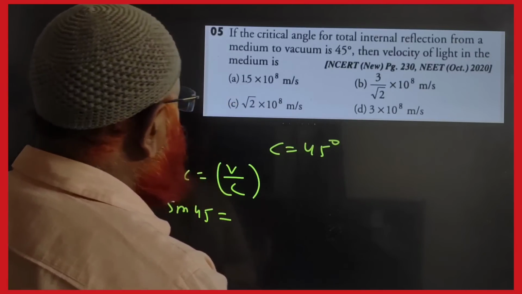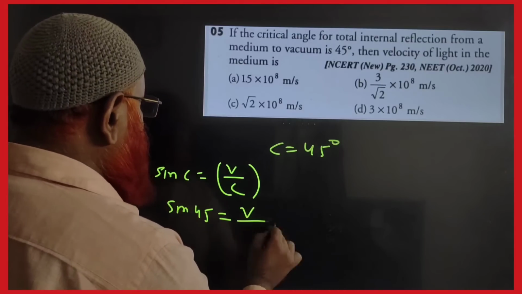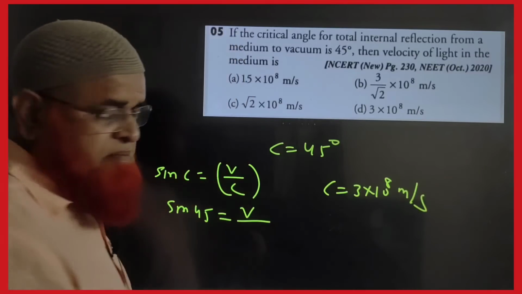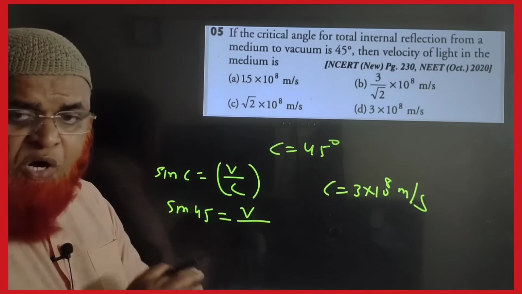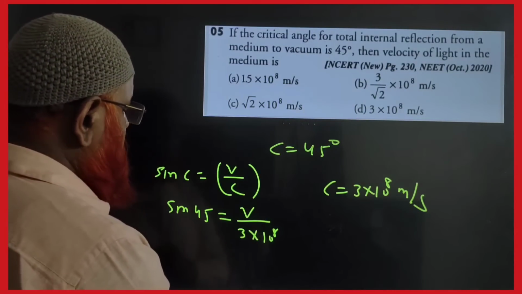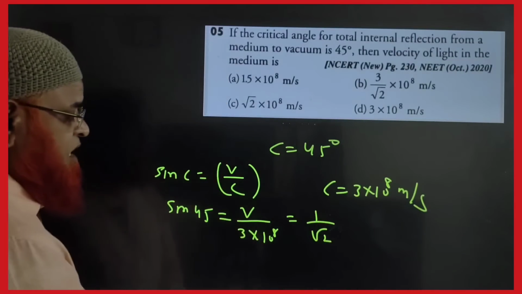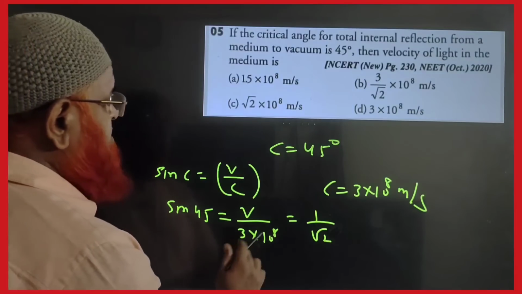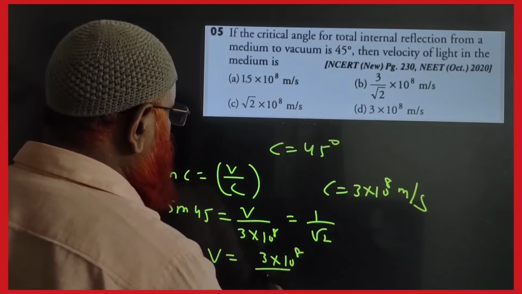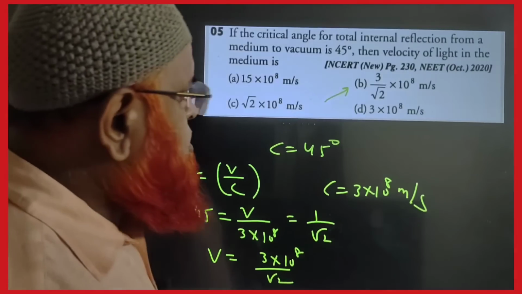He's asking us to find the velocity of light in the medium. V is being asked. C we already know is 3 into 10 power 8 meters per second, and this is constant. The velocity of light in vacuum is not going to change. And what is sin 45? Sin 45 means 1 by root 2. So V means 3 into 10 power 8 by root 2. So what is the correct option? D, 3 by root 2 into 10 power 8.